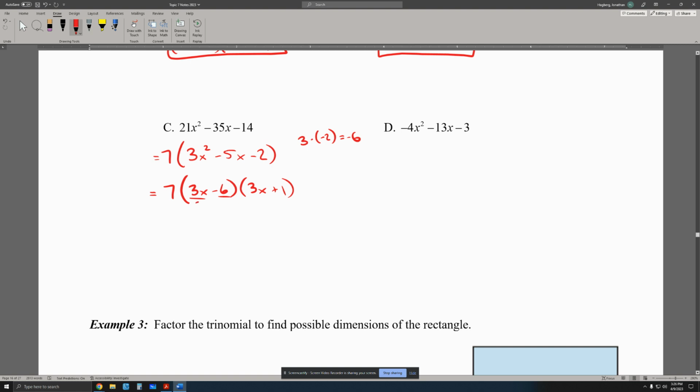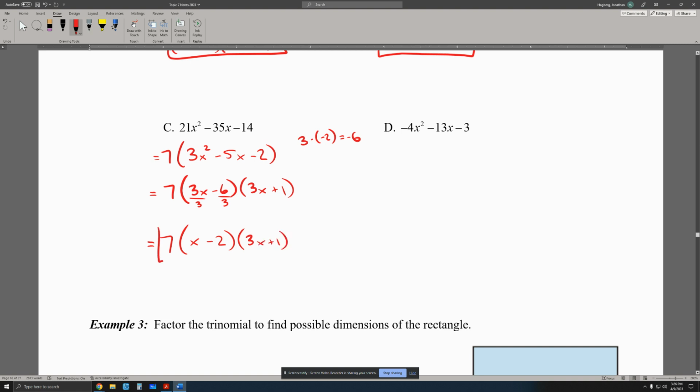In the first grouping, we have a GCF of 3, so we can divide out a 3 from both of those terms. In the second grouping, the GCF is 1, so nothing to divide out there. So we have 7 times the quantity 3x divided by 3 is just x. Negative 6 divided by 3 is negative 2. And then we bring down our 3x plus 1.